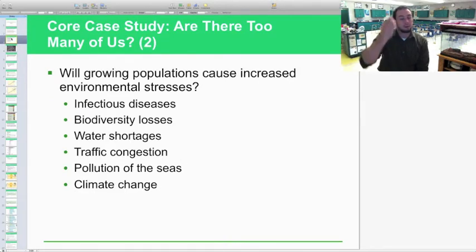Also in the case study, it asks, are there too many of us? Will populations cause increased environmental stresses, not only to the environment but to us too? More infectious diseases spreading throughout the ecosystems as well as our population. Biodiversity loss because of habitat destruction, water shortages because of overuse of water and not purifying the water afterwards. Traffic congestion, pollution of the seas because we don't know where else to put our pollution, especially as more people grow, causing more environmental pollution. Climate change. Will all of those increase because of growing populations? We're going to investigate that through this chapter.